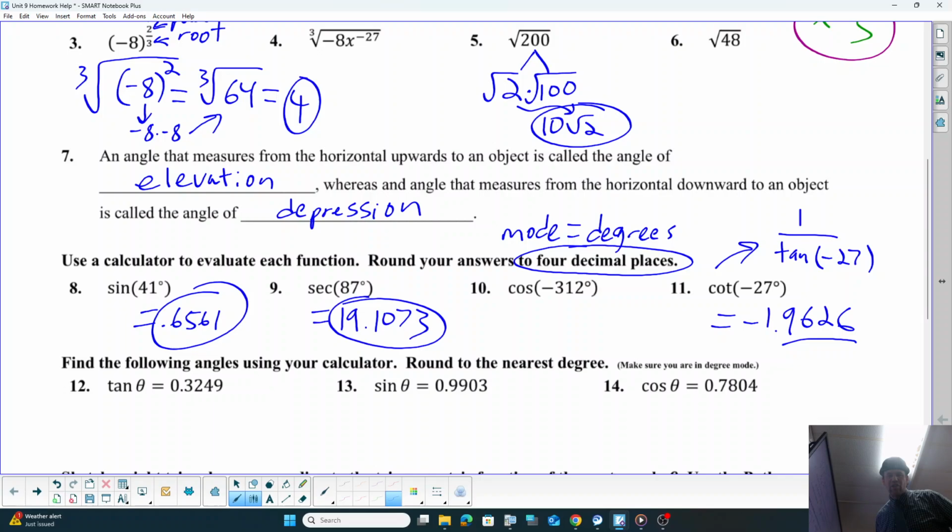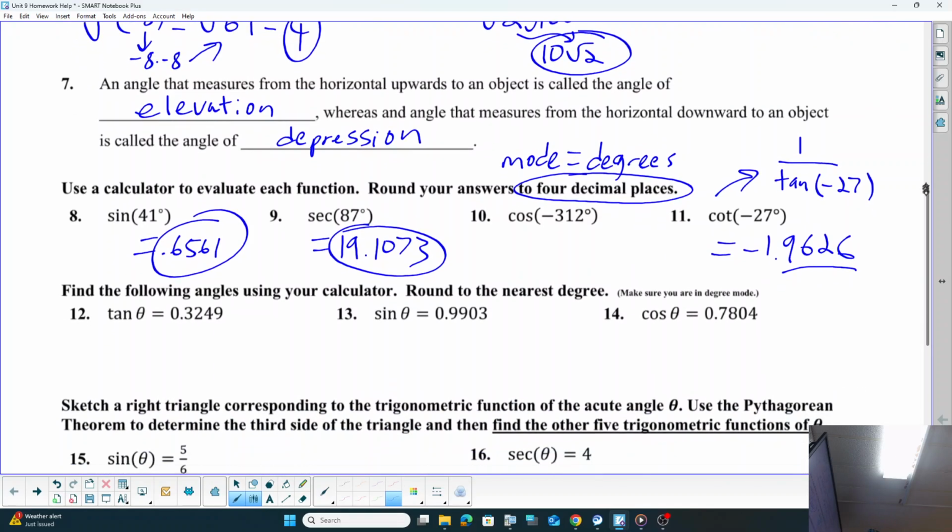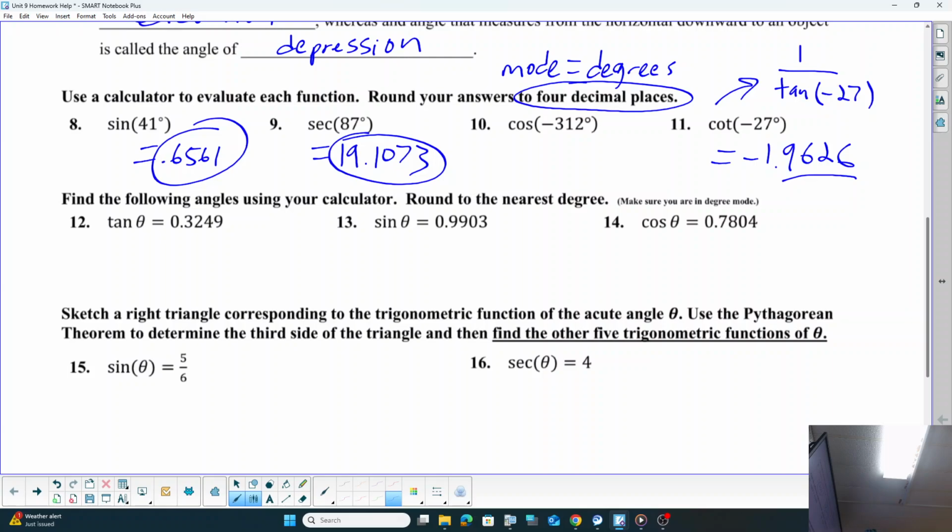So you try the other one. You try number 10. That's just plugging it right into your calculator. But now we've got to figure out, how do we find angles on our calculator? Make sure you're in degree mode, and you're going to use the inverse of the angle. That'll help you find the missing angle.